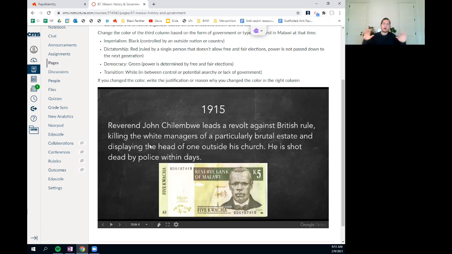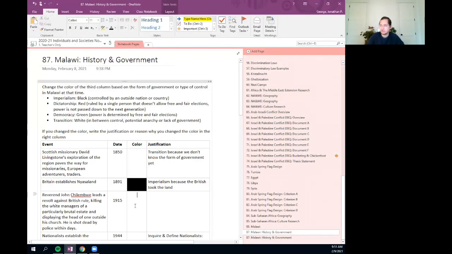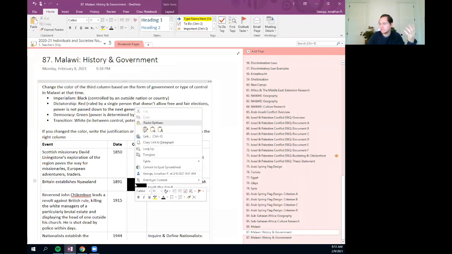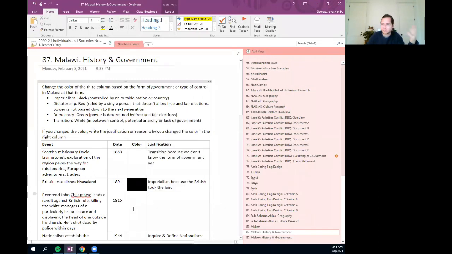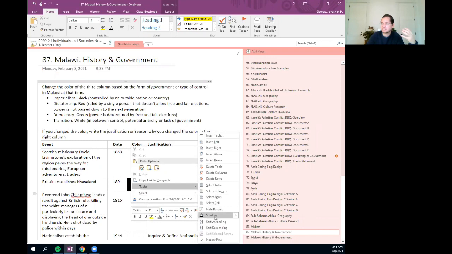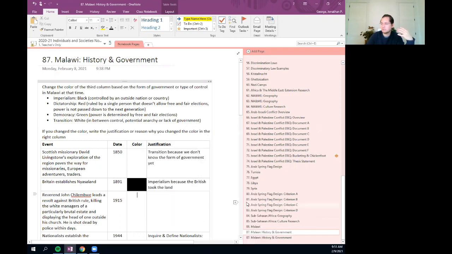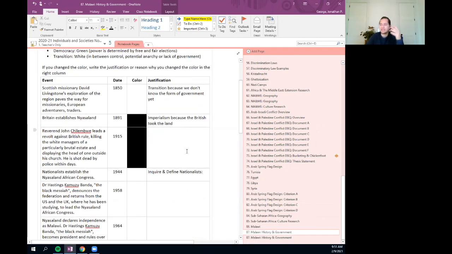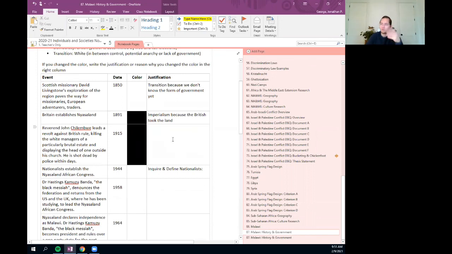So for me, I'm going to just leave it black. I'm going to leave it black right now. British are still in control, even though the Malawians are trying to take it over or stop it. They weren't successful. He was found. He was killed later. There was not a successful revolt. So I'm gonna keep it black, and that means we don't have to explain why. Or we could say, the British are still in control. We could say something like that.